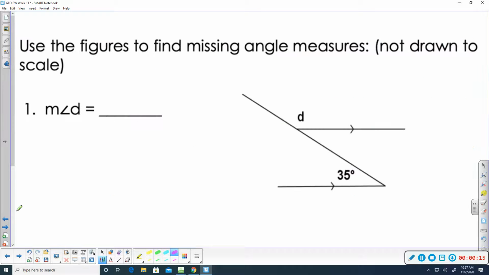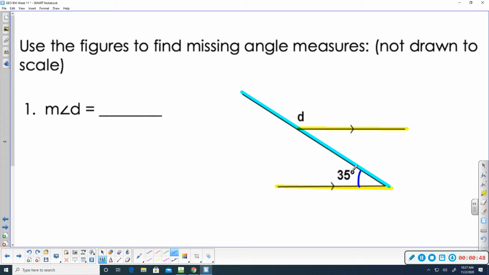So for number one, first let's look at our picture. You'll see here that we have two parallel lines, which I'm going to highlight in yellow, and they are cut by this blue transversal. When looking at the yellow lines, we know that they are parallel because of these arrows that are on them. The arrows there show us that they are parallel. Down here they give us one angle measure, and we're going to have to use that and our knowledge of angle relationships to figure out the measure of angle D.